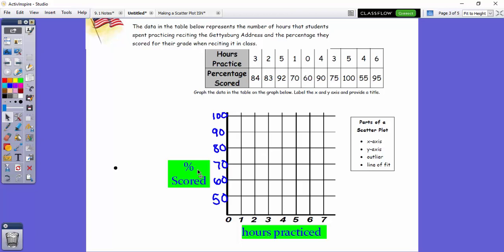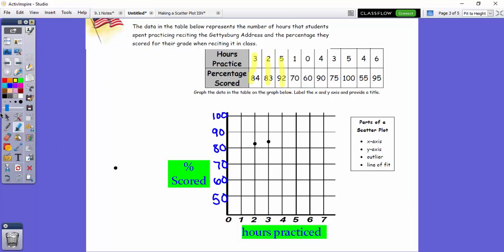Okay, and then it's time to plot our points. So when we plot our points, we look at our ordered pairs, 3, 84. So that means over 3 for hours practiced. So I'm going to graph this ordered pair here. So I'll go over 3 and up to 84 and put a point. About there, and it's just an estimate. Then the next one I'm going to graph is 2, 83. So I'll go over 2 and up to 83, put a point.